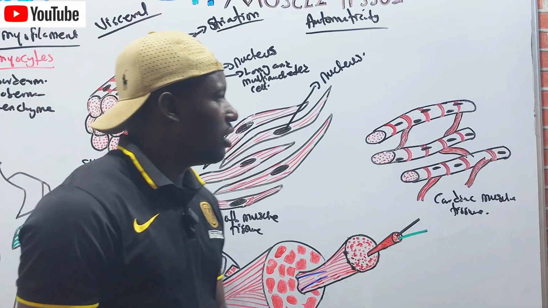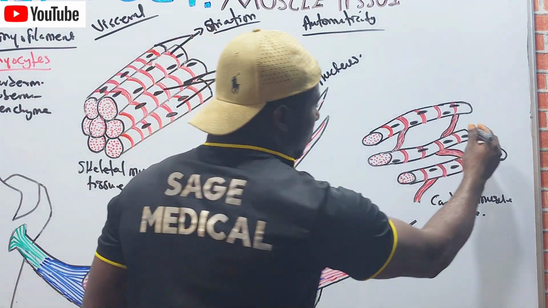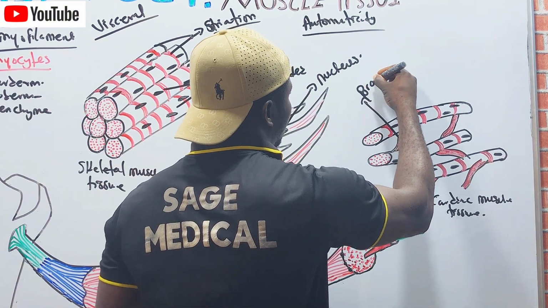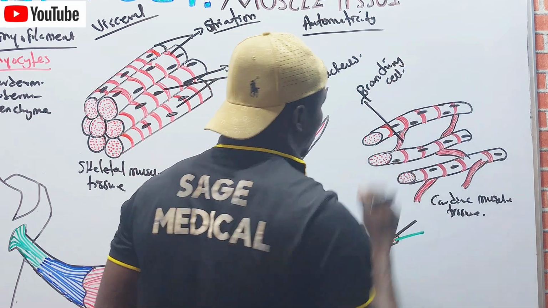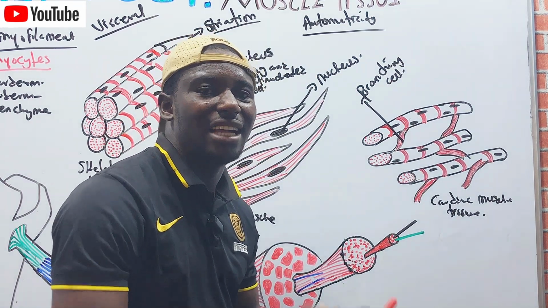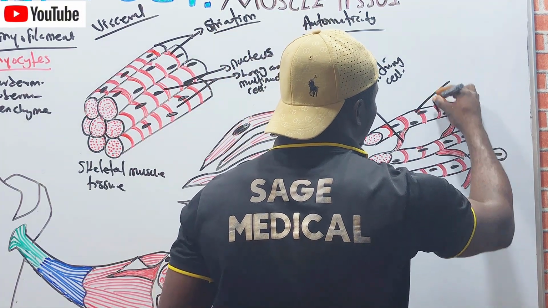Now, it contains a branching cell. This is the branching cell. It contains a what? A branching cell. It also has an intercalated disc. This is the intercalated disc.